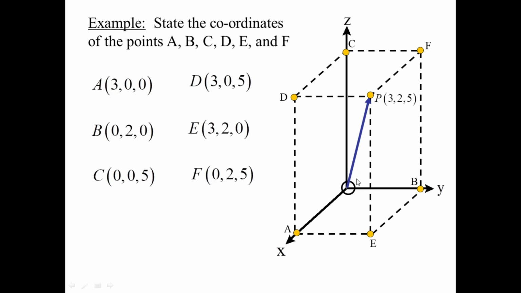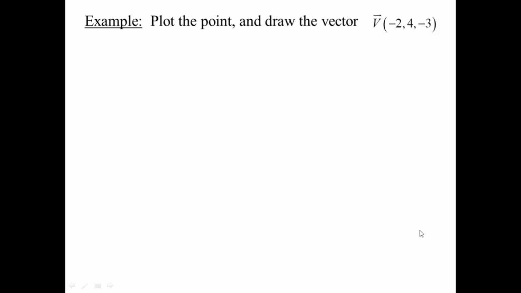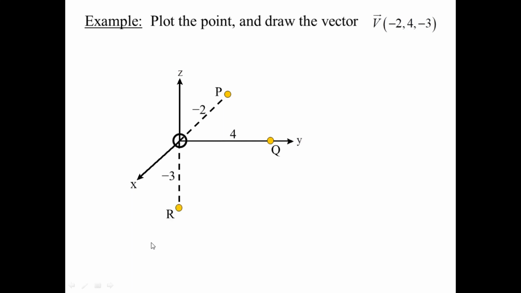Well, since this comes with practice, let's go again. Plot a point and draw the vector. And the point's got some negative signs in it. Okay, there's our coordinate grid system. Let's measure -2 along the x-axis. So this is going to have to extend back, -2. 4 along the y-axis. Okay, so there it is, 4. And -3 along the z. So there's z. We'll have to go down because it's -3.